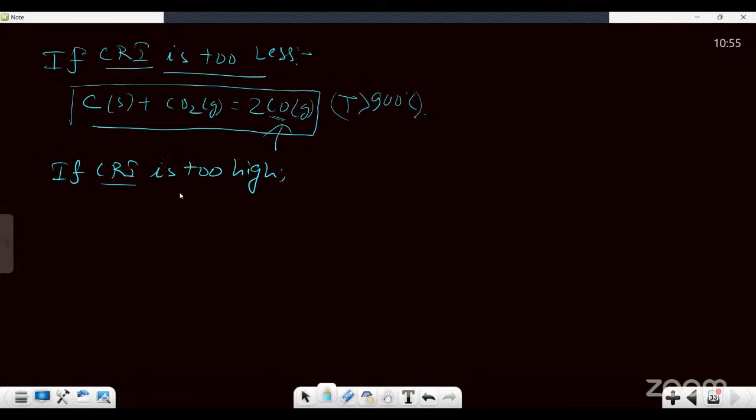But now let us see, if the CRI, the coke reactivity index, is too high, then what is going to happen? A lot of reaction will take place. It will react very fast, number one, and it weakens the structure. Because of excessive reaction, the structure of the coke is going to get weakened because the coke will become more porous. So it weakens the structure, and then it breaks into fines.